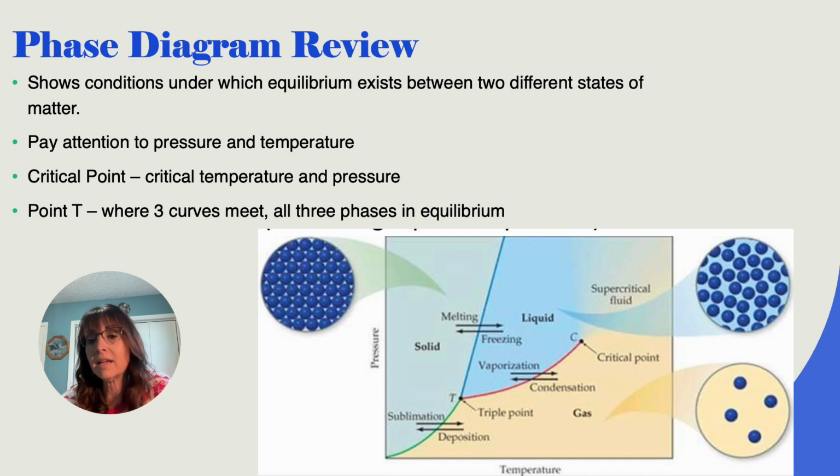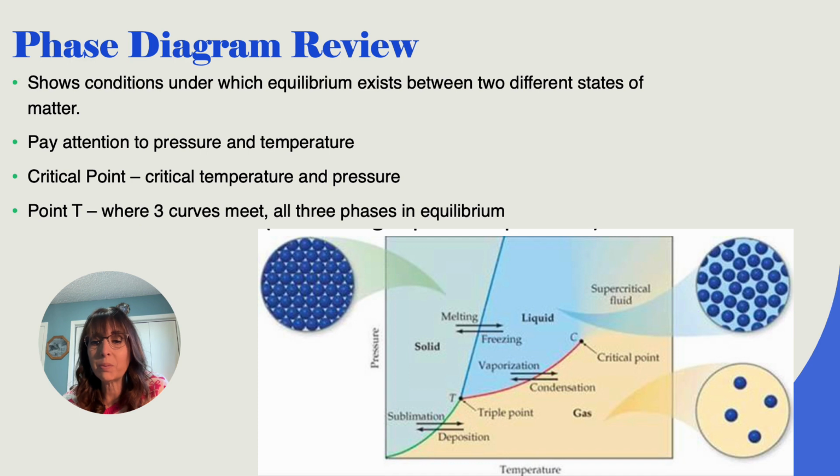All right, here's the other graph. And this is a phase diagram review. It just shows the conditions under which equilibrium exists between two different states of matter. Pay attention to what's happening with your pressure and temperature. Pressure is on the y-axis, temperature on the x. A couple things I want to point out to you. Number one is C, the critical point. That's the point above which temperature and pressure you have a supercritical fluid. You cannot distinguish a gas from a liquid.